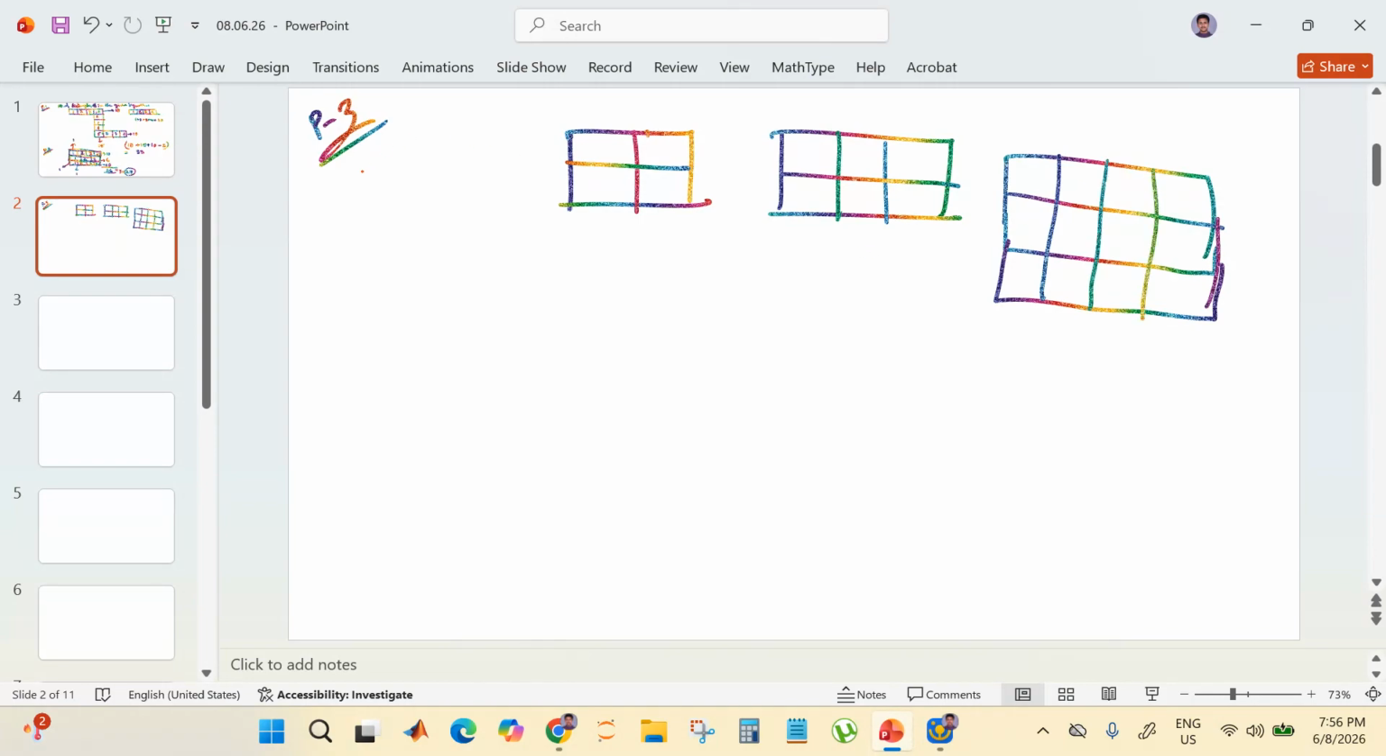Find the rectangles. Okay. Find the rectangle. Just 1 minute.